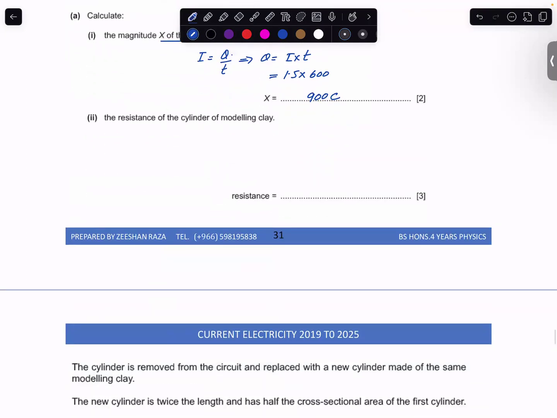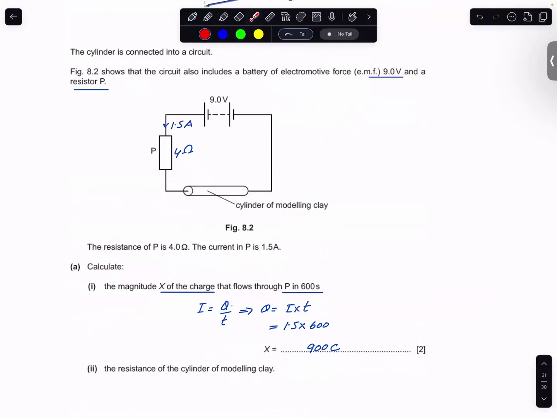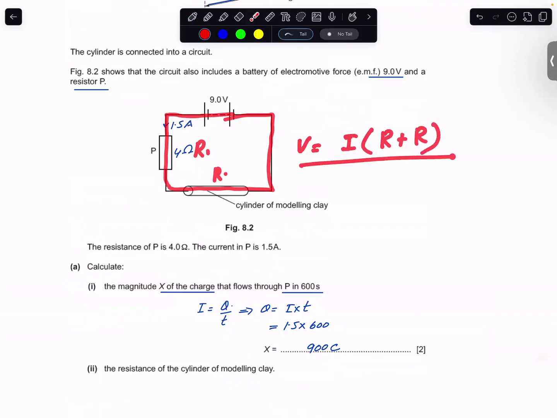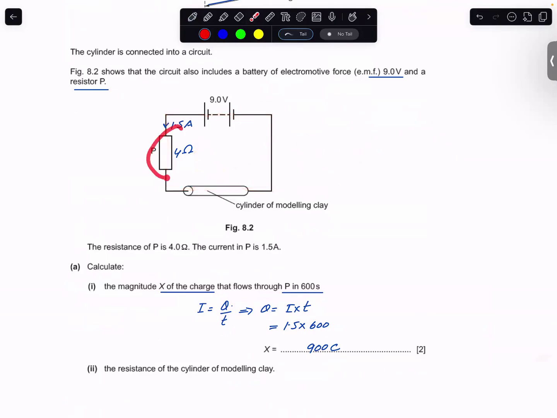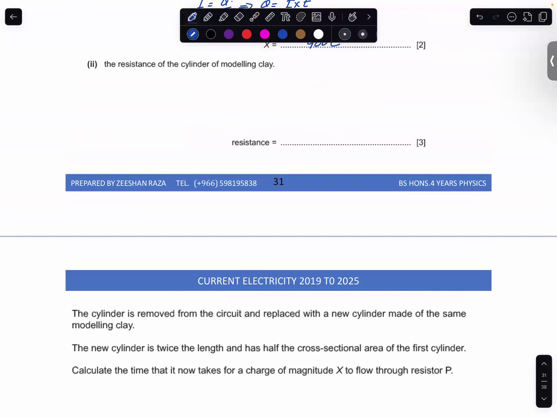The resistance of the cylinder of modeling clay. We need to find out the resistance. As you can see, this circuit is a series circuit, so it means this R and this R will be added. So V is equal to I, and I can write both resistors in addition form, because series resistors can be added mathematically. So I will go with this formula.